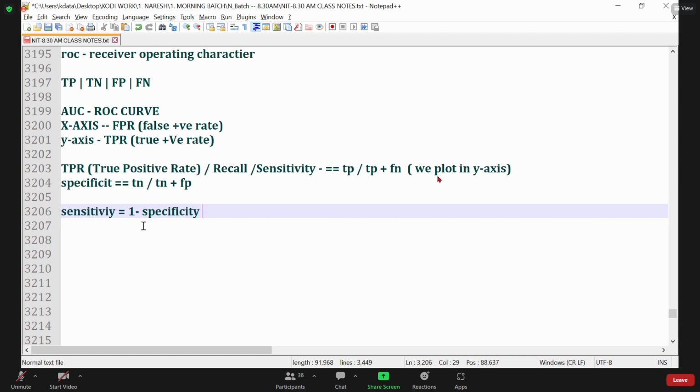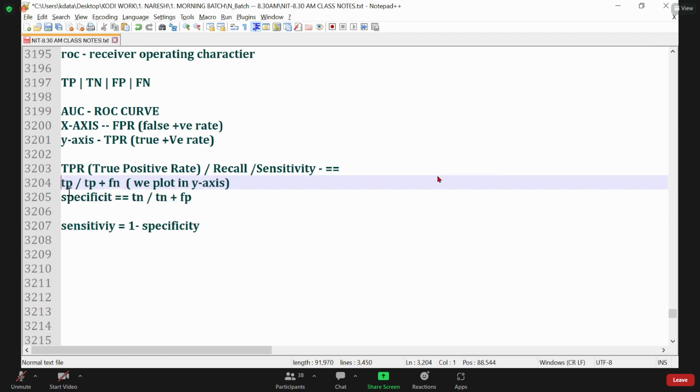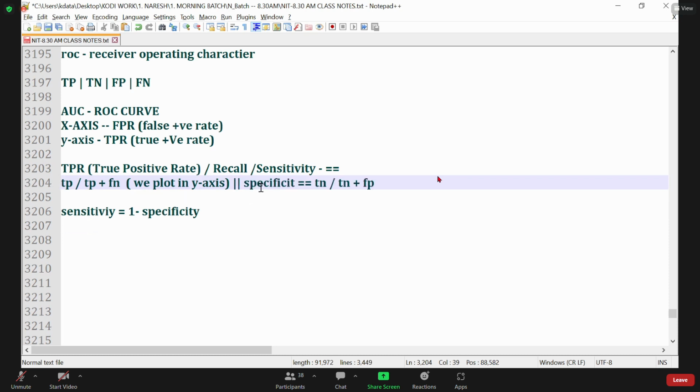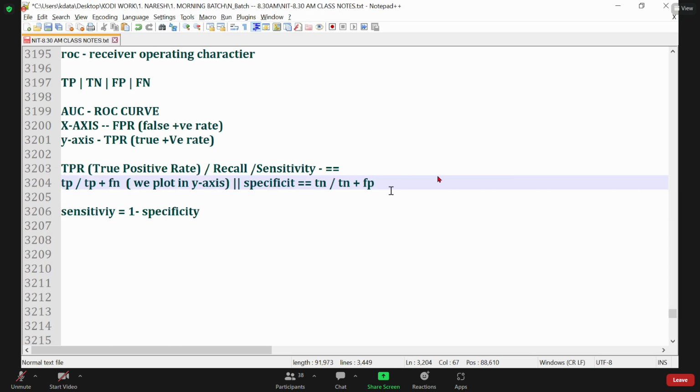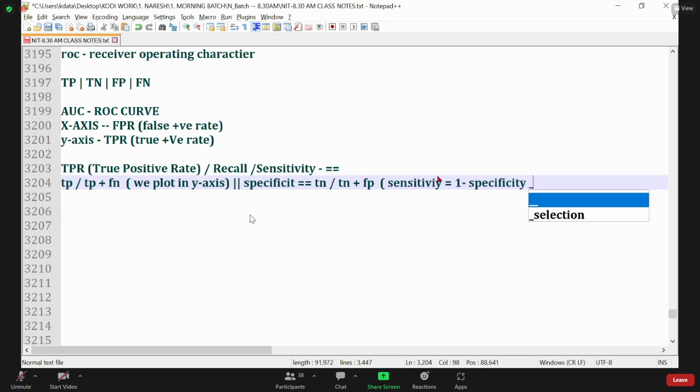Guys, listen to me very carefully. Here we have the equation of sensitivity: TP by TP plus FN, isn't it? Yes or not? And TP becomes TN, FN becomes FP. This concept is called 1 minus specificity.